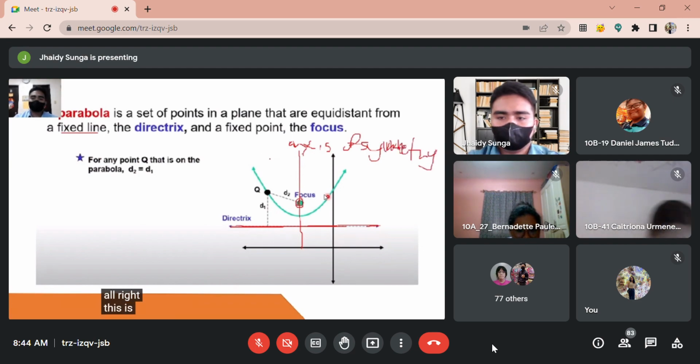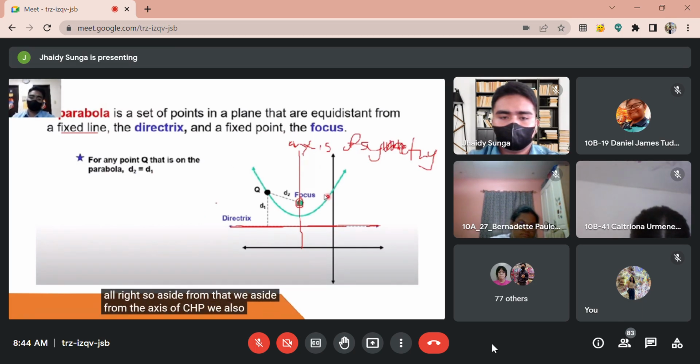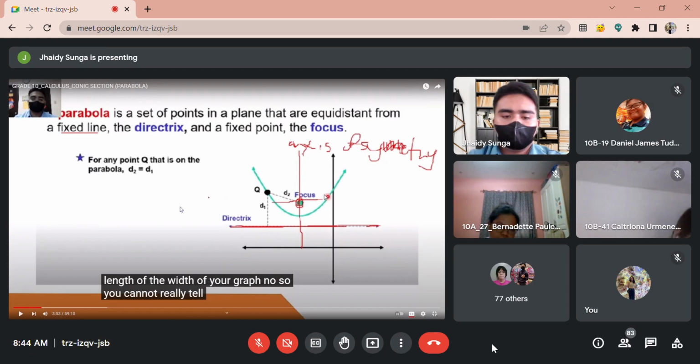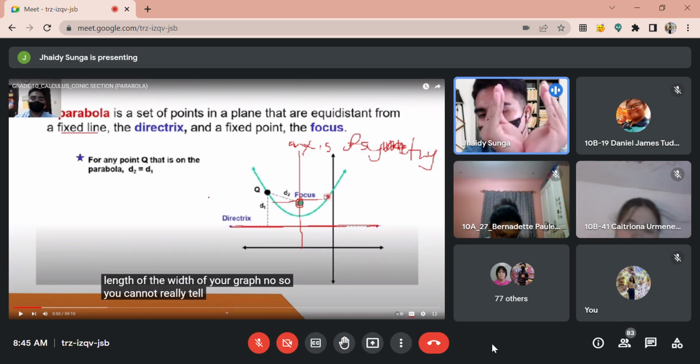Alright, so aside from the axis of symmetry, we also have what we call the latus rectum. The latus rectum is the length of the width of your graph. So you cannot really tell what our latus rectum is. The latus rectum is the width of the graph. How are we going to know if our parabola is opening just like this width, or opening wider? Okay? So it depends on the latus rectum.